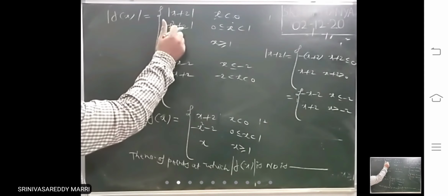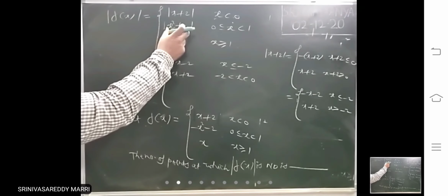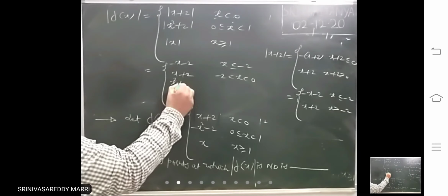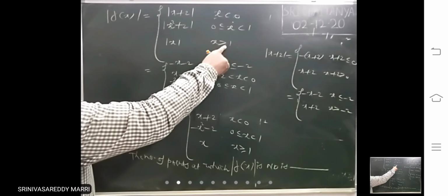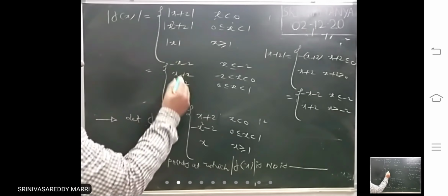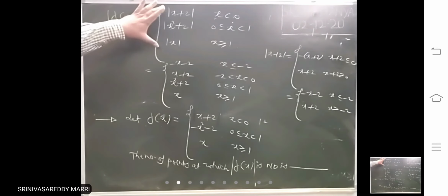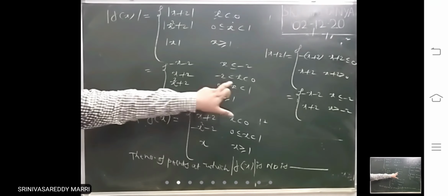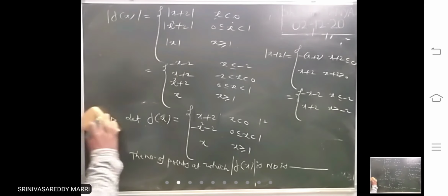Next look at modulus of x square plus 2. x square plus 2 is always positive. Modulus of a positive quantity is the same, x square plus 2. Now x greater than or equal to 1 means x is positive, so modulus x is x. That means this definition is the same as this one. This is comfortable for checking differentiability. First we will check continuity at minus 2, 0, 1. Check at those points.